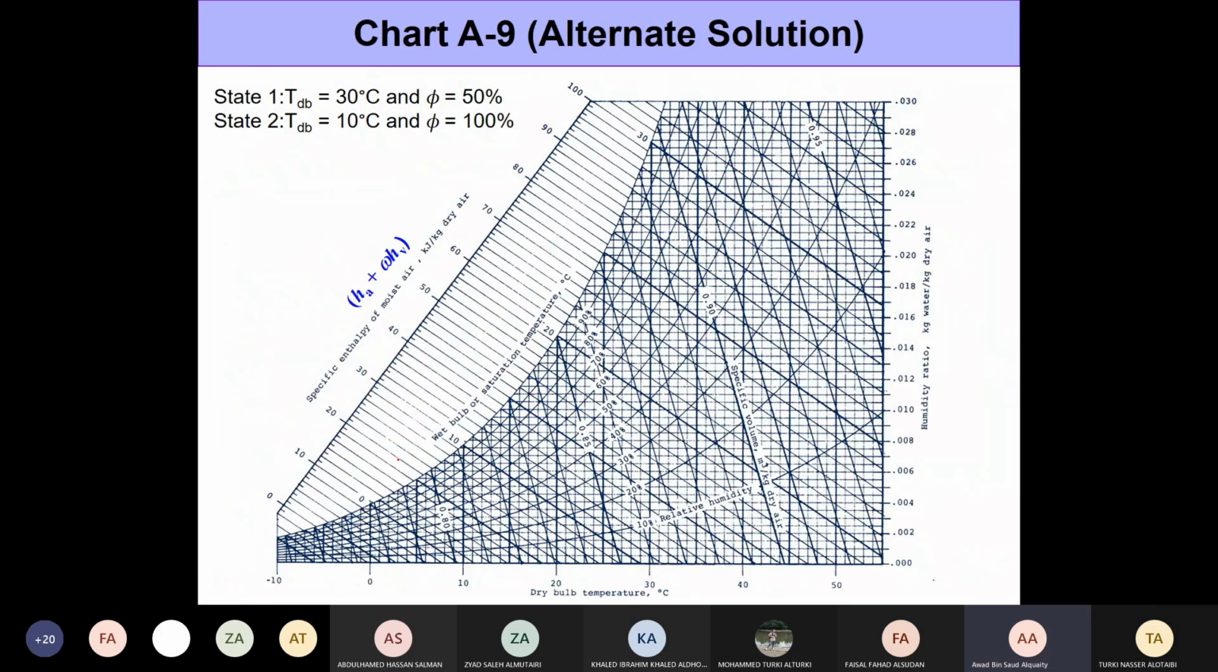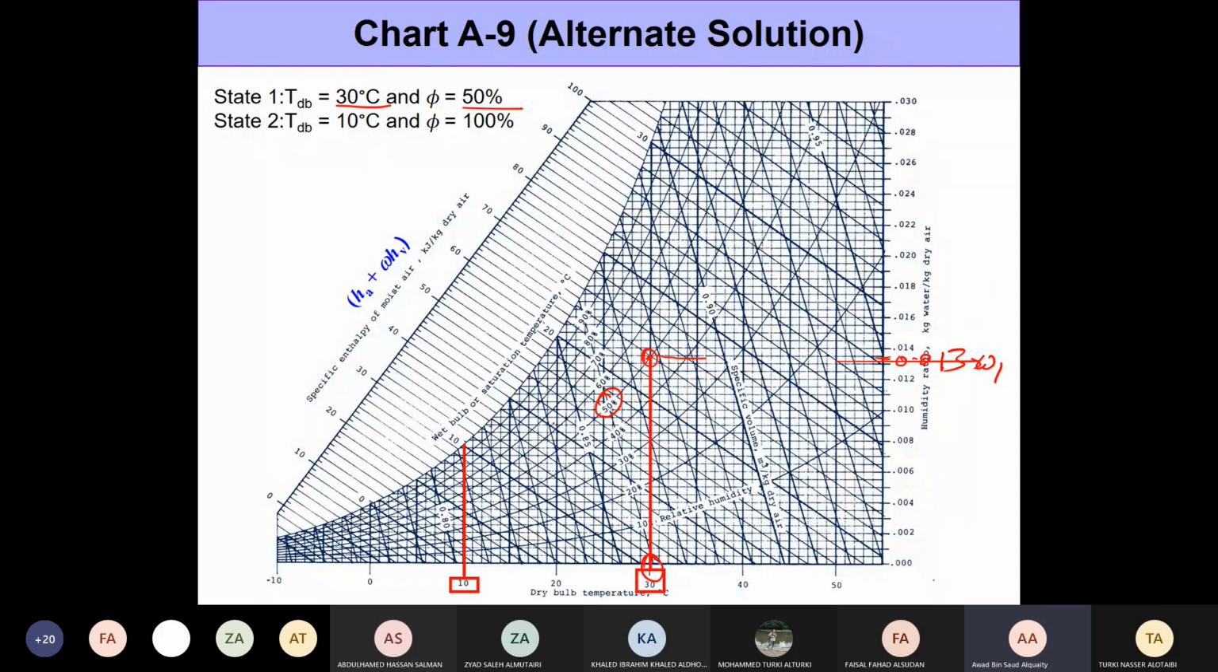Okay, so if the question says use the psychrometric chart, you're going to make use of that. State one is 30 degrees Celsius and 50% relative humidity. So this is the dry bulb temperature we're looking at, and 50% relative humidity. This is our point of concern. You just draw a line. It comes out to be 0.013. Of course, it's not going to be exactly 0.0133, that's okay. So you use this value for omega 1.